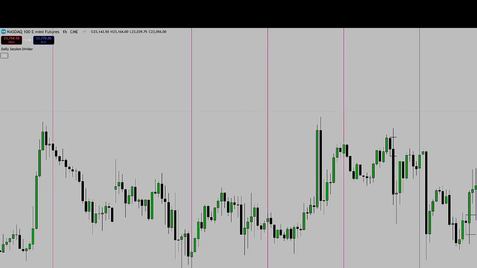And you'll see the model form almost every single day. Now, it doesn't mean you'll catch an execution every single day, but it is there in front of you. Sometimes it's just a little bit too quick to catch. Other times you're missing some key confirmations.